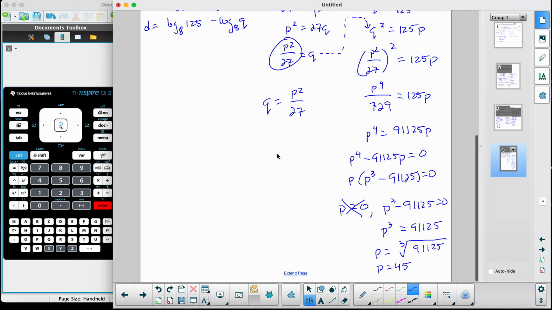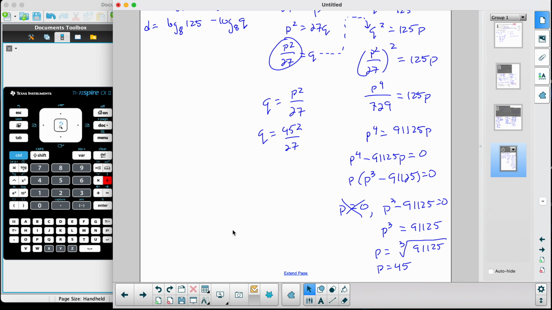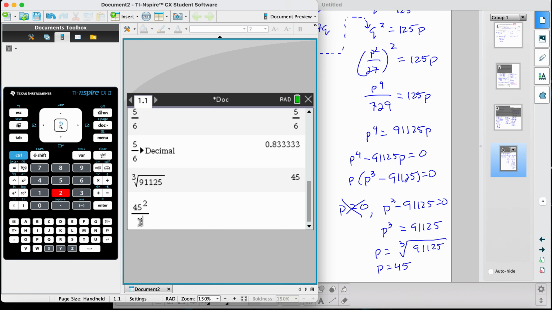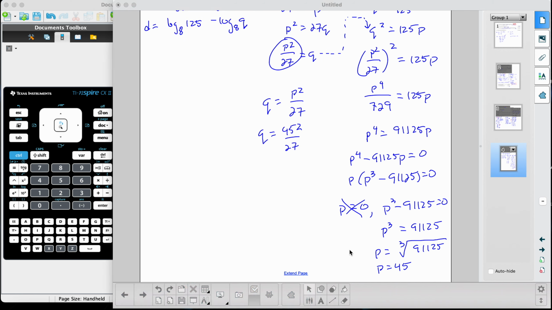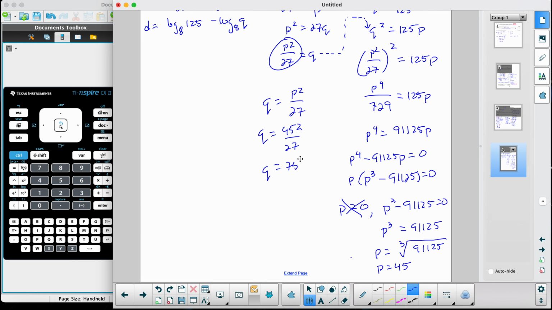Now, I also know that Q equals P squared divided by 27. Well, I just found out that P is 45. So Q equals 45 squared over 27. 45 squared over 27 is 75. All right, so Q equals 75. So we have our answers there. Boom. I think we're going to have to go to the next page to finish this.